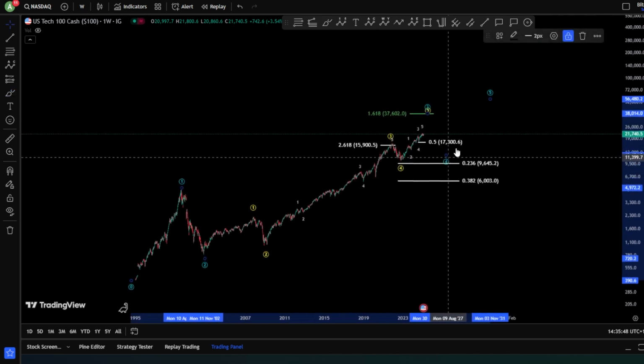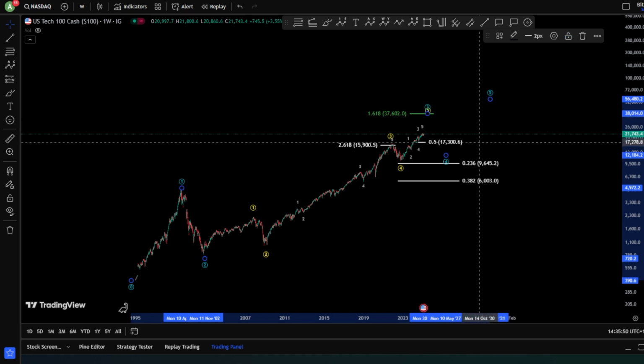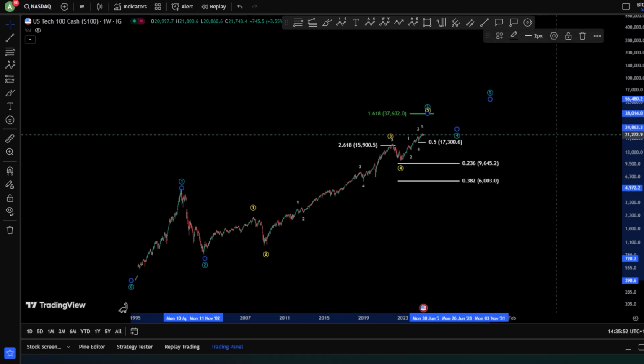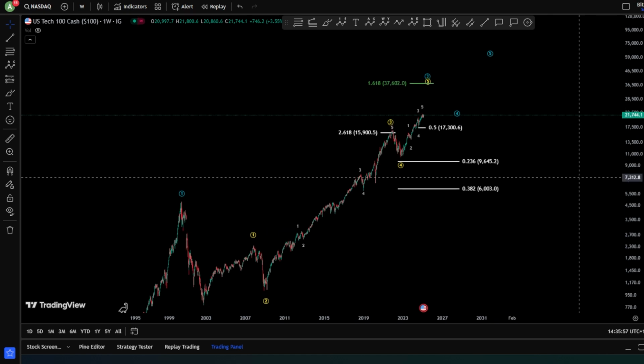Of course, we're gonna see how deep this wave 4 is gonna be sooner or later, but I don't think it's gonna be coming back to this area. However, we're gonna see how this is gonna unfold.